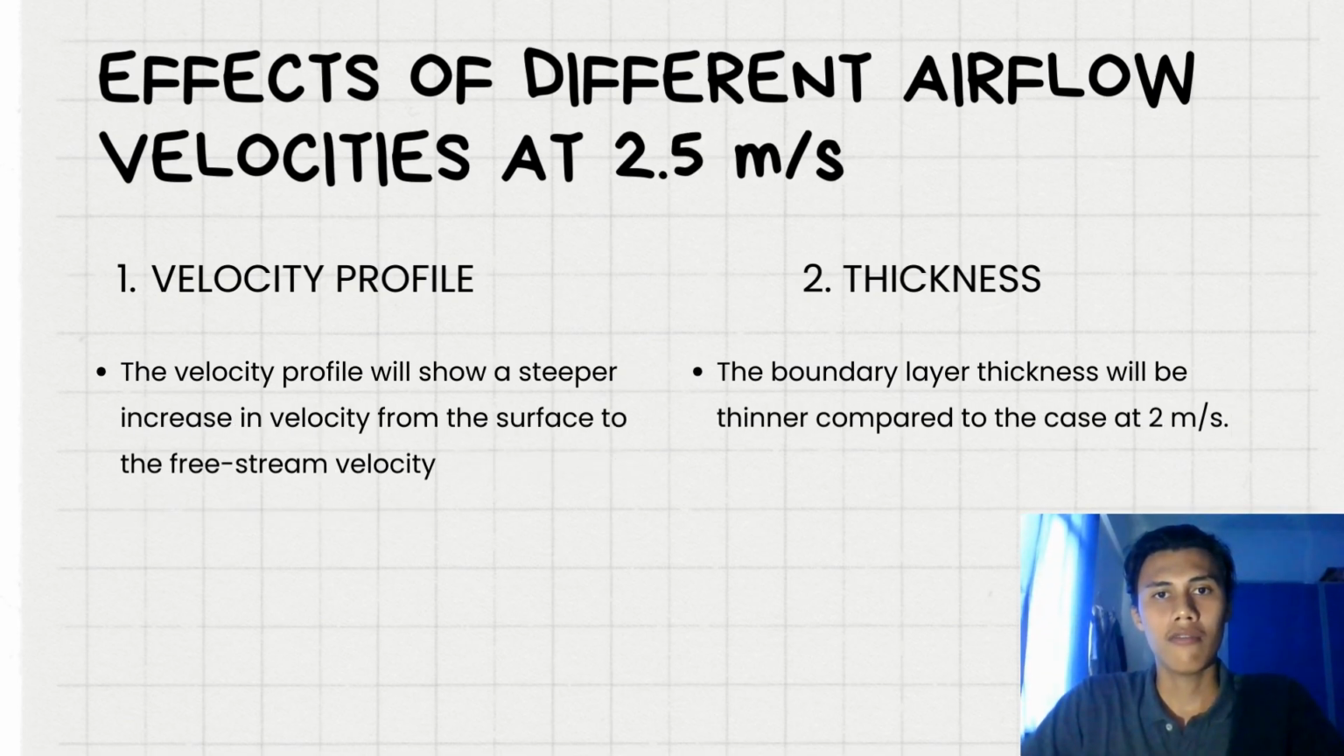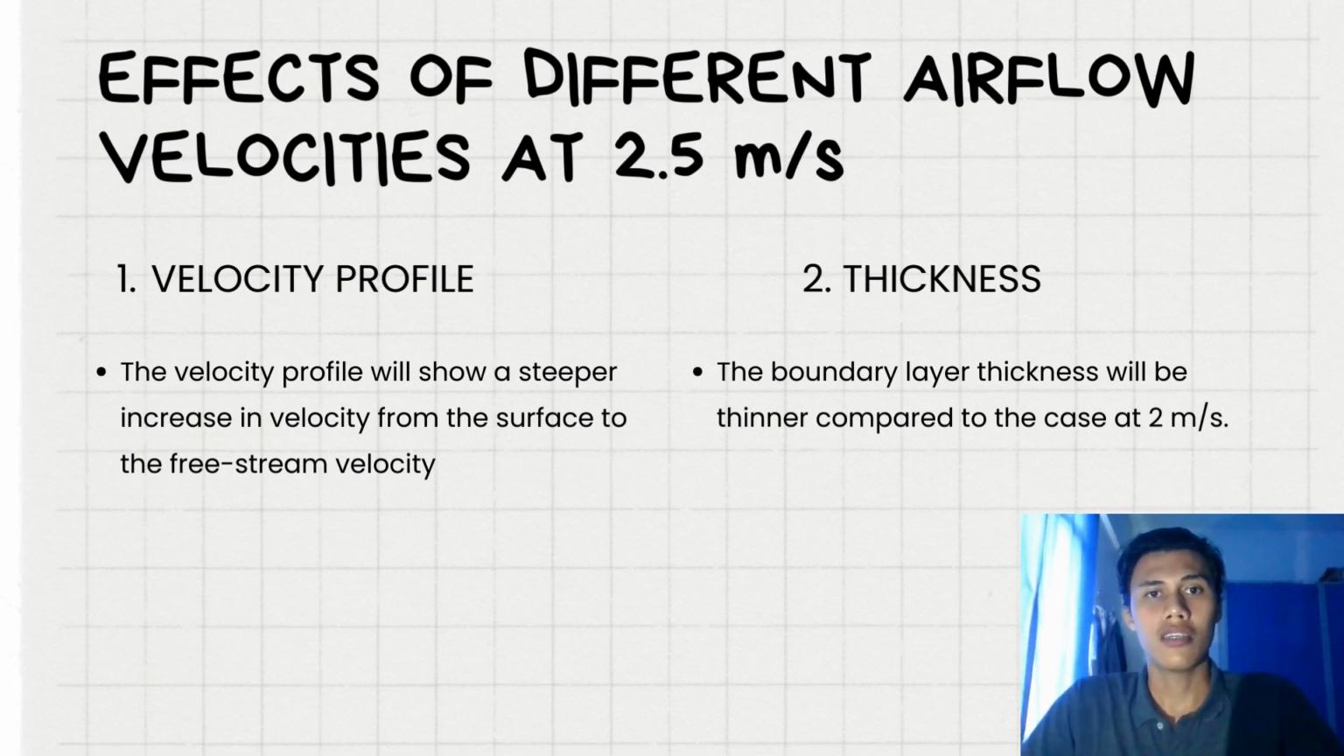Next, the effect of different airflow velocities at 2.5 meters per second. Alright, the velocity profile will show a steep increase in velocity from the surface to the free stream velocity. The velocity gradient near the surface will be more pronounced, indicating a faster transition from the stationary to free stream flow. At 2.5 meters per second also, the boundary layer thickness will be thinner compared to the case at 2 meters per second. The higher airflow velocity results in a quicker development of the boundary layer.